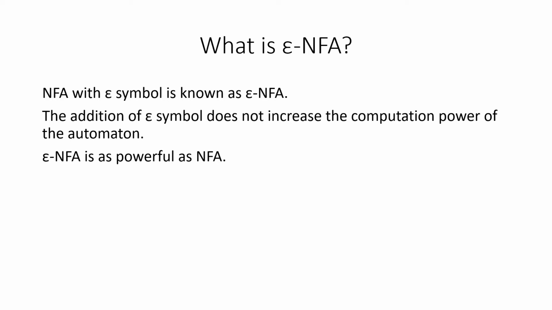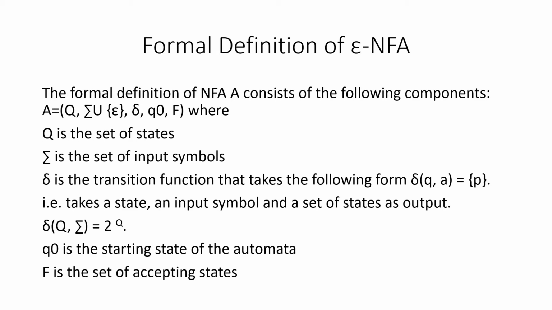It means that to move from one state to another state without scanning any input symbol, we can go with epsilon NFA. Adding this extra symbol epsilon to the input does not increase the power of the epsilon NFA. Hence, the epsilon NFA is as powerful as the NFA. The formal definition of epsilon NFA is the same as that of the NFA. The only difference lies in sigma, that is the input symbols. To the existing input symbols, we add the epsilon symbol. For the remaining parameters, it is the same as the NFA.